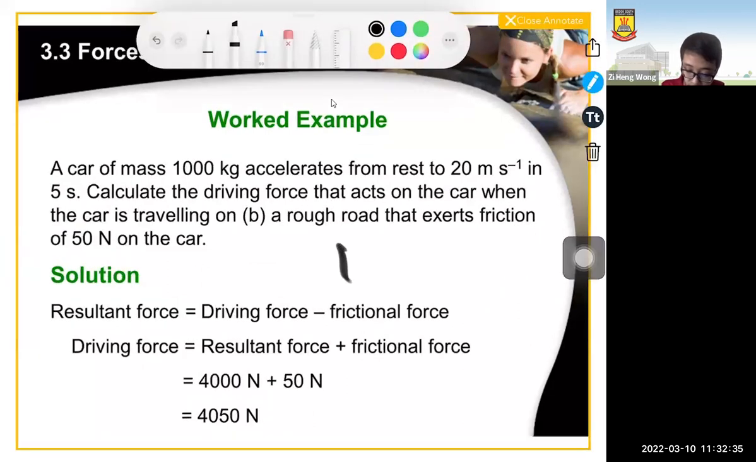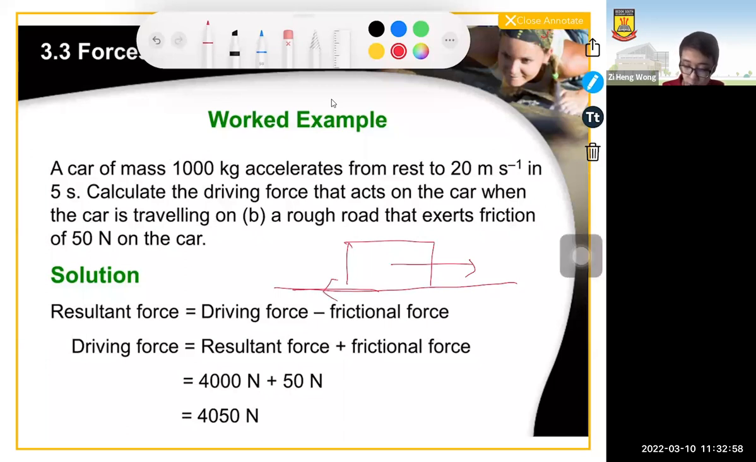Because imagine you have a car over here. How do we get a resultant force? There's your forward driving force and there's your frictional force, correct? So these two forces will add up to give you a resultant force, but because frictional force is in the opposite direction of the driving force, it will be negative.